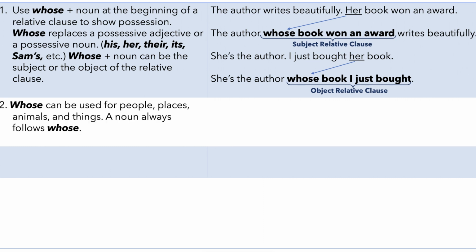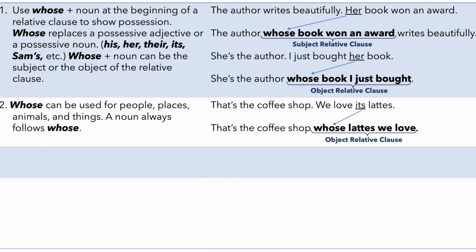Rule number 2. Whose can be used for people, places, animals, and things, and a noun always follows whose. Let's look at examples. That's the coffee shop. We love its lattes. Or, that's the coffee shop whose lattes we love. This time we have an object relative clause.